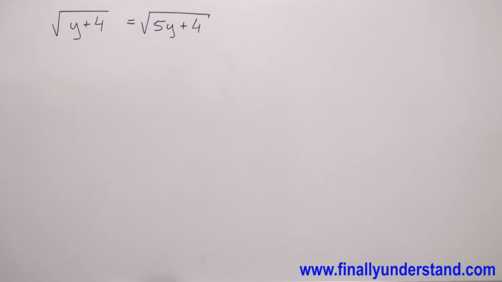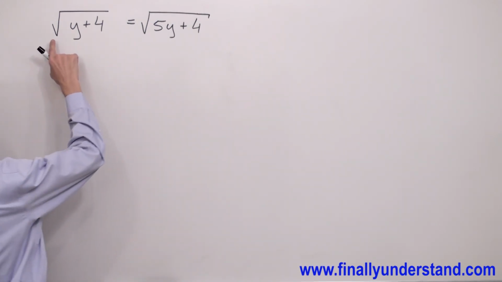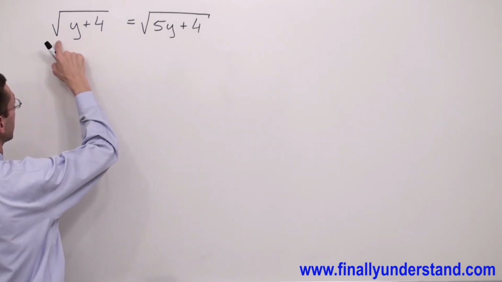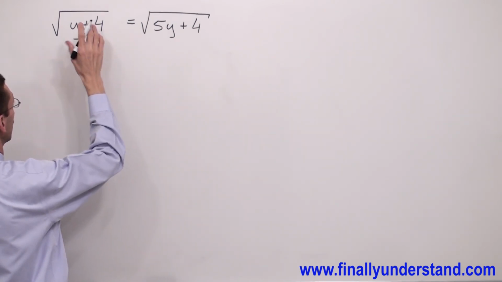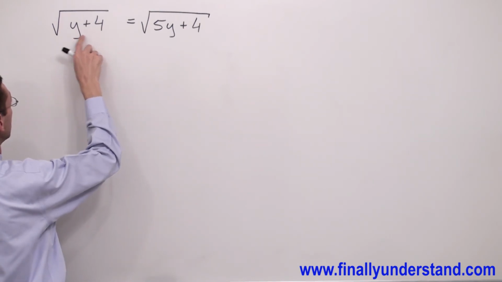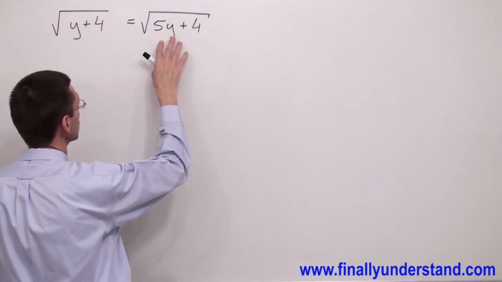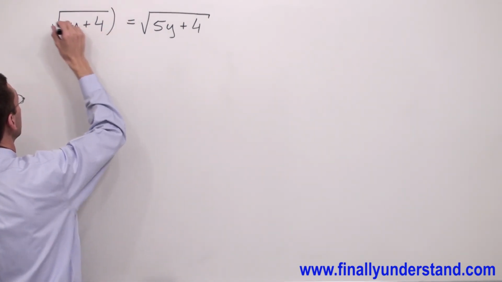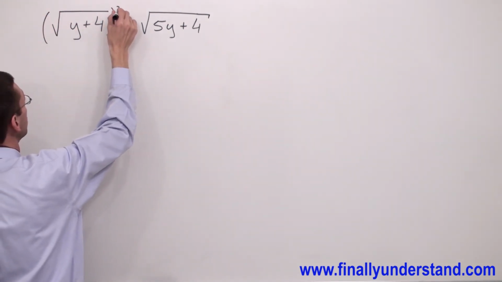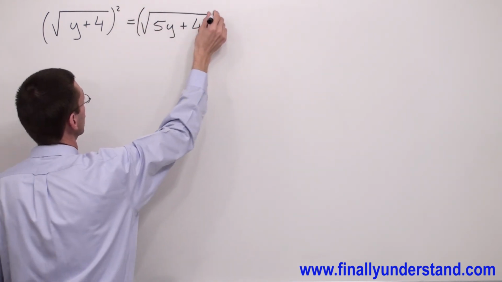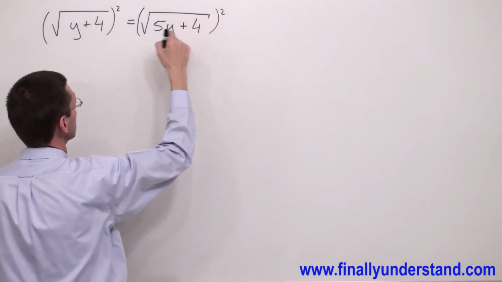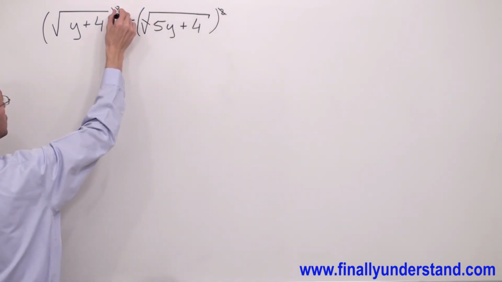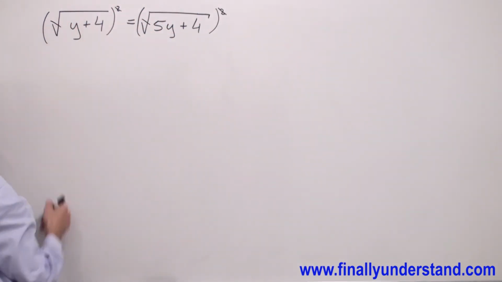Let's take a look at this example. Again, we have square roots on both sides of the equation. Okay, the whole left side is under the radical sign and the whole right side is also under the radical sign. That's why I can square both sides of the equation. Remember, I have to square in order to remove the radical signs. So this square is going to eliminate this radical sign, and this square is going to eliminate this radical sign.